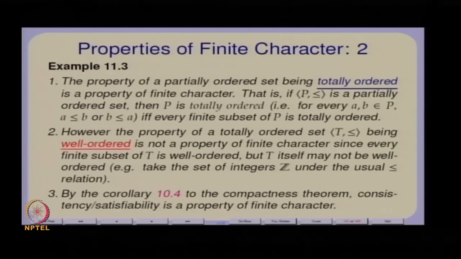On the other hand, there are properties like being well ordered. What is well ordering? It means that you do not have any infinite descending chain. You take any totally ordered set. Every finite subset of it is well ordered, in the sense that given any finite subset, you cannot find an infinite descending chain. But the whole set itself may not be well ordered under that less than or equal to relation. So in the universe of totally ordered sets, the property of being well ordered is not a property of finite character.